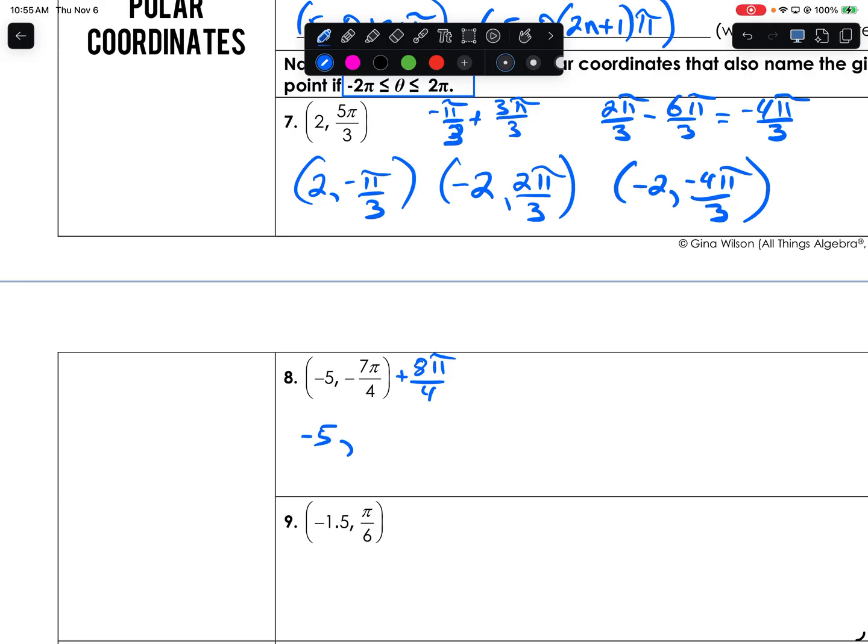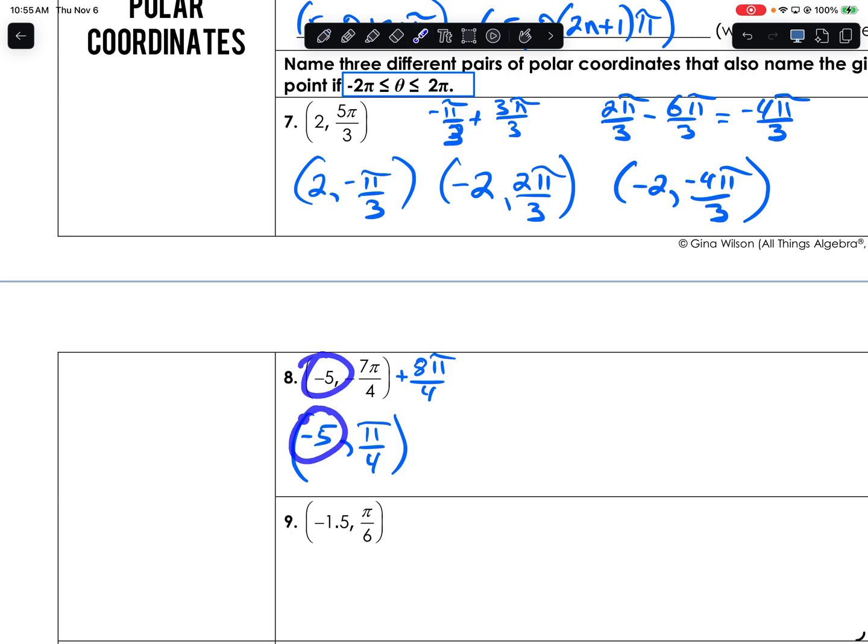What do I get? 8 pi over 4 or negative 7 pi over 4. Do I have both negatives? Yes. So now what do I have to do? So I have both negative values. I got coterminal angles. That's what I mean. Now I need both positives. So let me write it down here. So I have positive 5. I'm going to erase the 8 pi over 4 so it's not confusing.